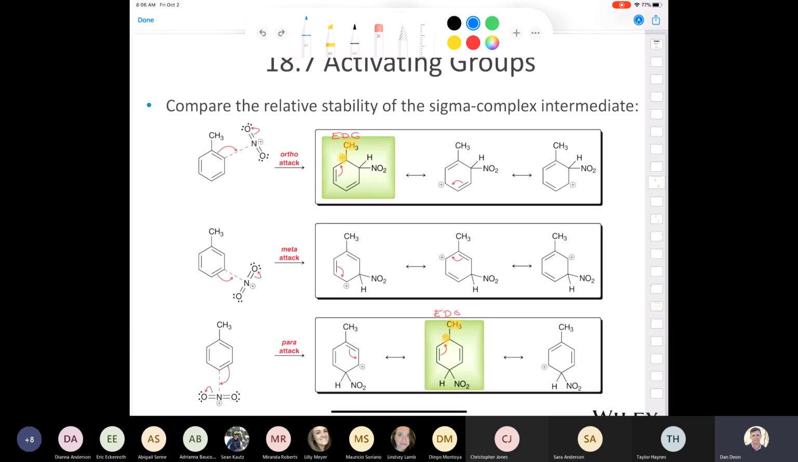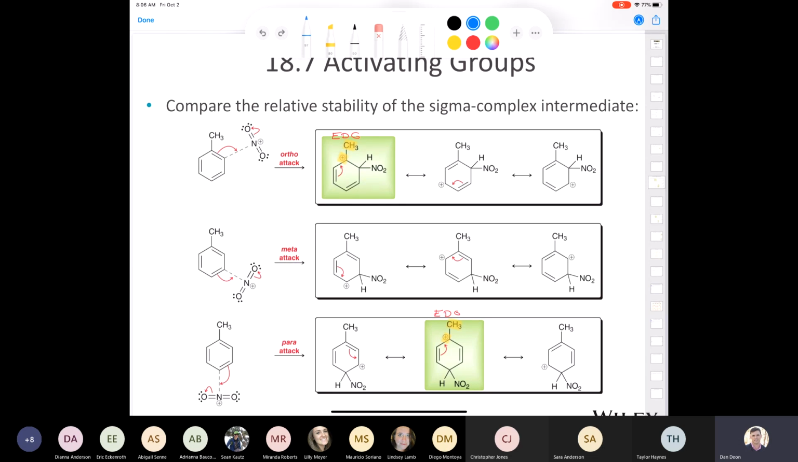And you can see that in the meta attack, we don't have any case where we have the positive charge adjacent to that methyl group. And that's why it's so crucial that you are able to draw the sigma complexes and able to draw all of the resonance contributors, right? You should be able to draw each one of these resonance contributors. Of course, you can just memorize that a methyl group is going to be ortho and para directing, and that's totally fine.